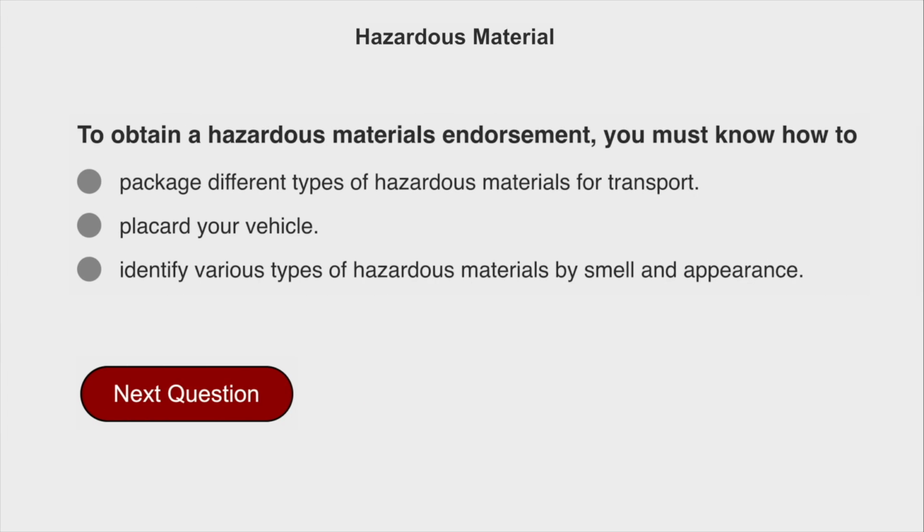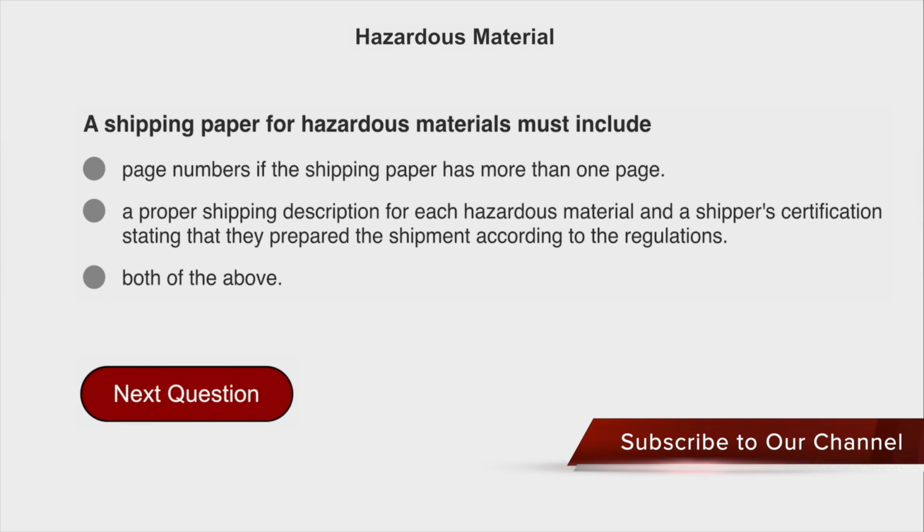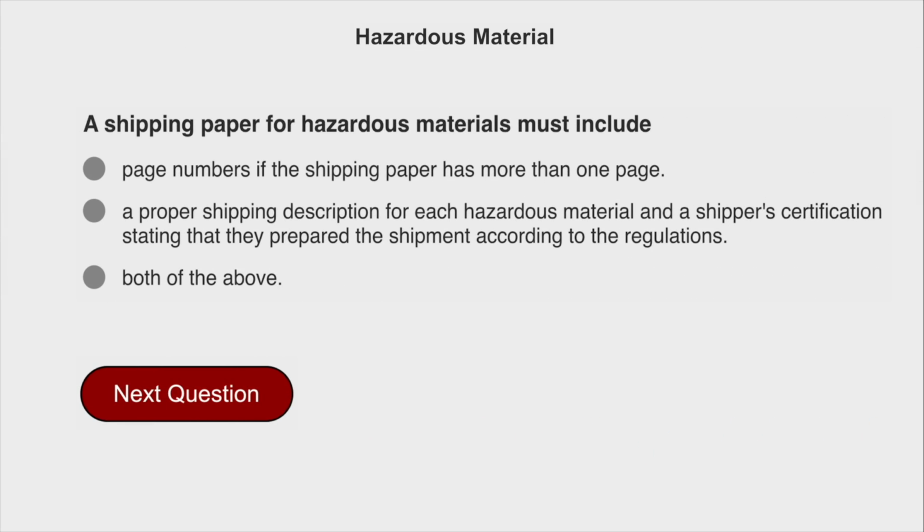To obtain a hazardous materials endorsement, you must know how to placard your vehicle. A shipping paper for hazardous materials must include both of the above: page numbers if the shipping paper has more than one page, and a proper shipping description for each hazardous material and a shipper certification stating that they prepared the shipment according to the regulations.